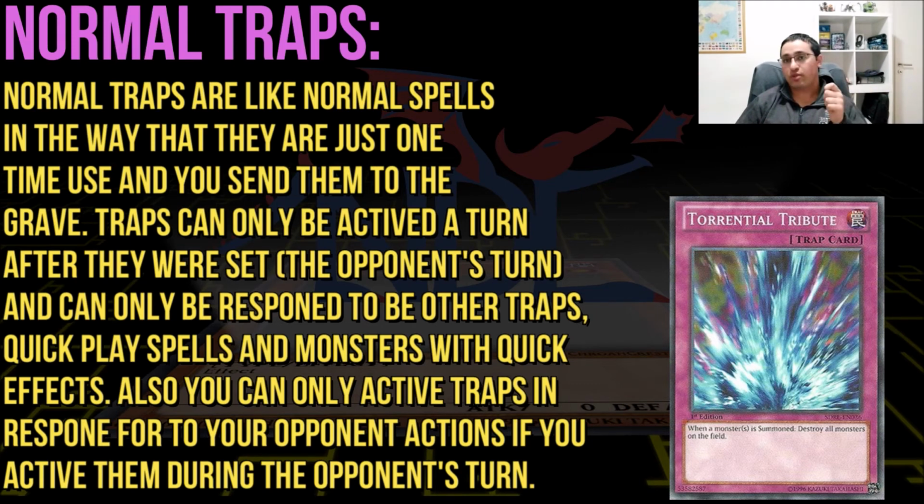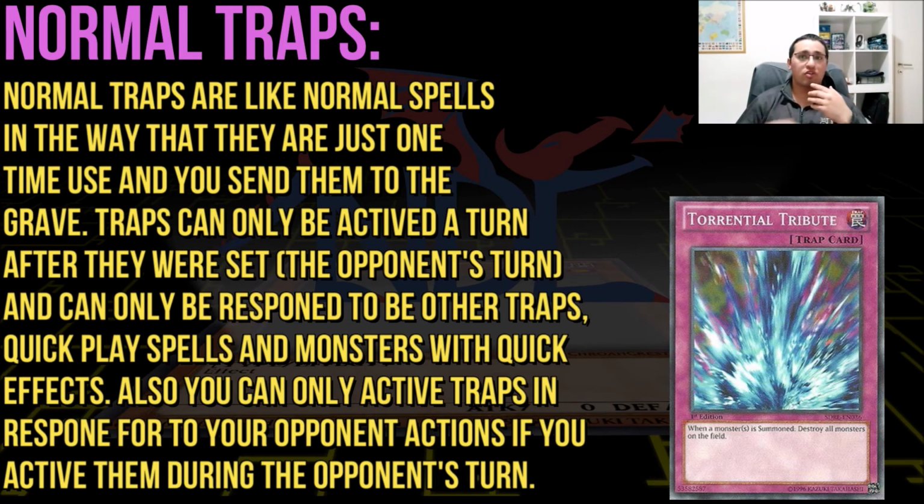For example, if your opponent normal summons a monster, then you can activate the trap. If your opponent draws a card, then you can activate the trap. You cannot activate traps before. And traps cannot be stopped by anything but a quick-play spell. They cannot be responded to by anything but a quick-play spell, another trap, or a monster with a quick effect, basically.